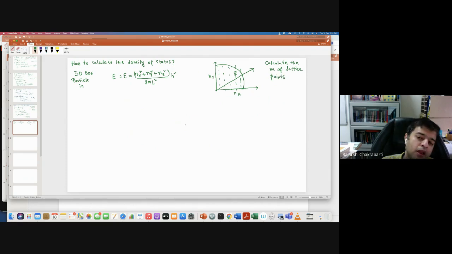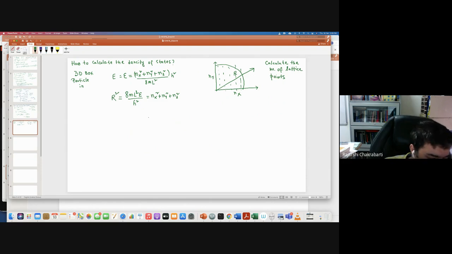Okay. Now, what is r? You know, r is root of this over nx square. So r square is this, isn't it? r square is 8 m l square, sorry, l square into epsilon by h square. So this is equal to nx square plus ny square plus nz square, isn't it? I just show two axes here.